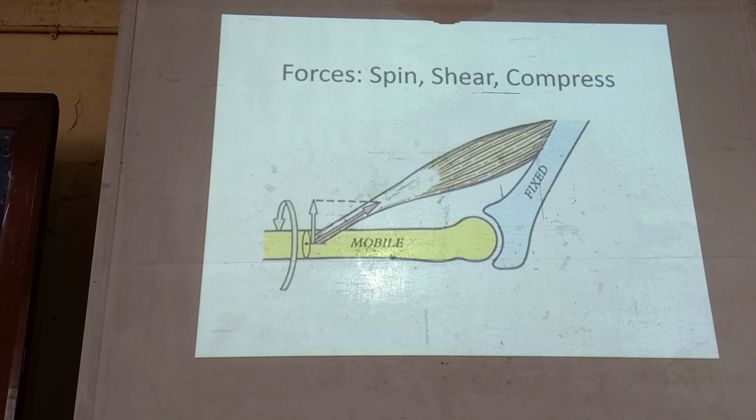Forces of a muscle are described. Yesterday we discussed only the spin component, but there are forces which are called as shear component, which can be split into compressive component and tensile component. When you pull this mobile bone towards the flexed bone, if the bone were not strong enough, they will bend.